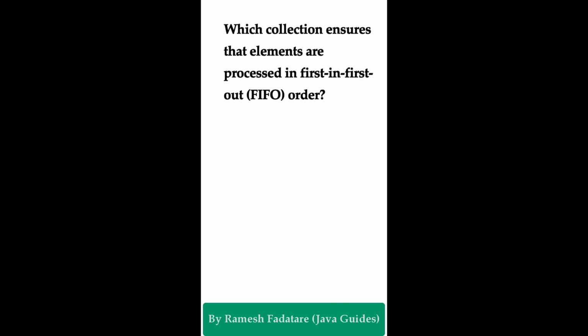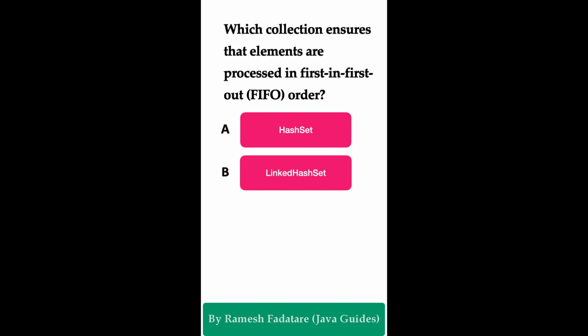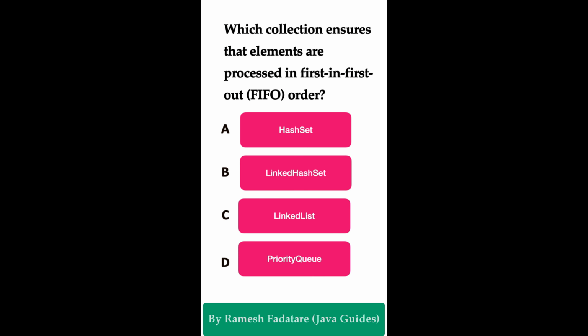Which collection ensures that elements are processed in a first in first out order? Option A, HashSet. Option B, LinkedHashSet. Option C, linked list. Option D, priority queue. So you have 5 seconds to answer this question.